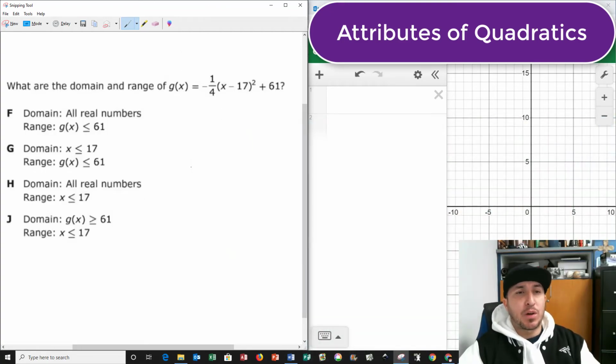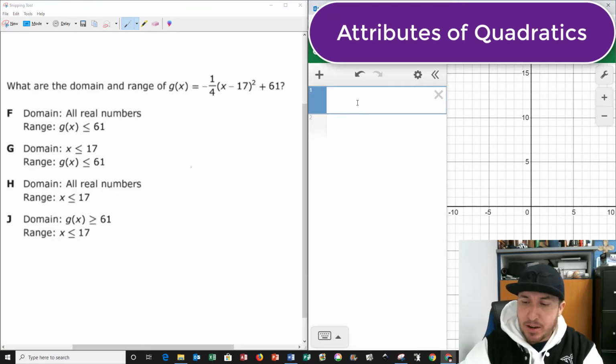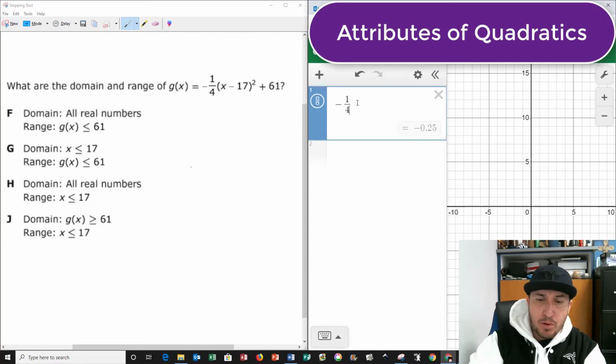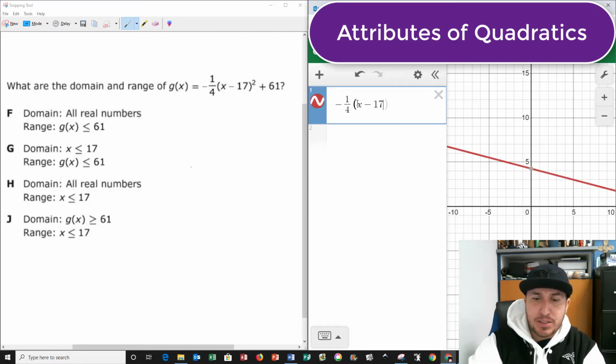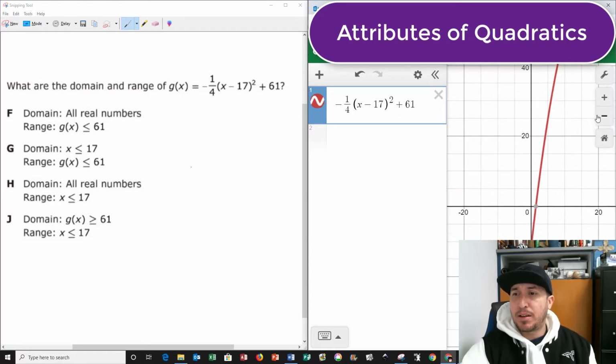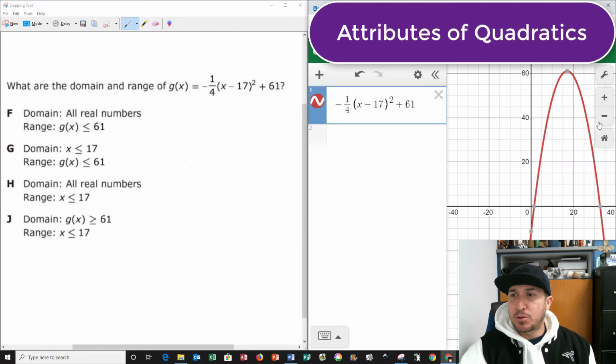Same stuff. Right? Here we go. What's the domain and range of this guy? Let me type him in. -1/4 (x - 17)^2, and so on. I'm just typing this guy in. Okay, here he is, I guess. I'm going to zoom out a little bit so I can see. All right, here it is. Here's what it looks like.